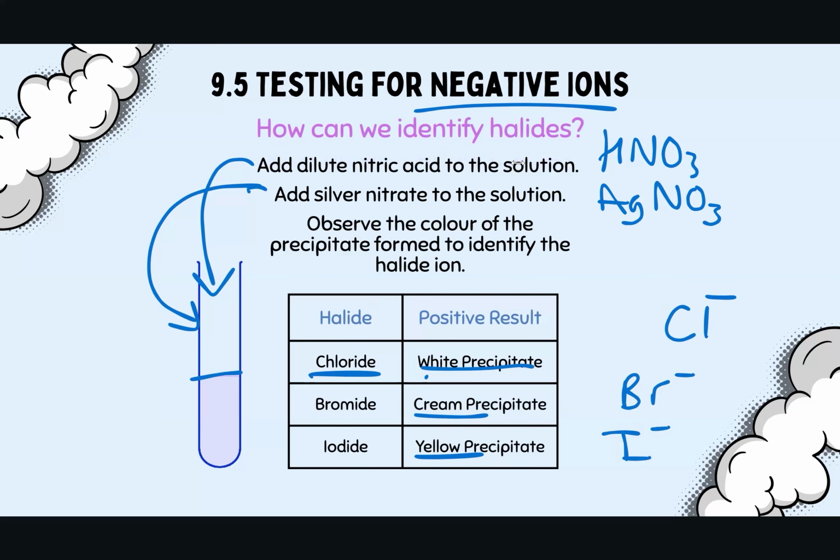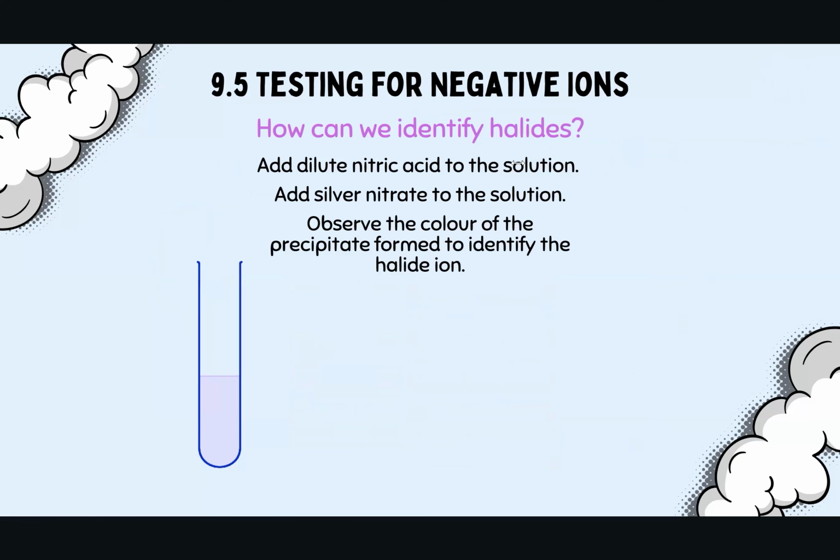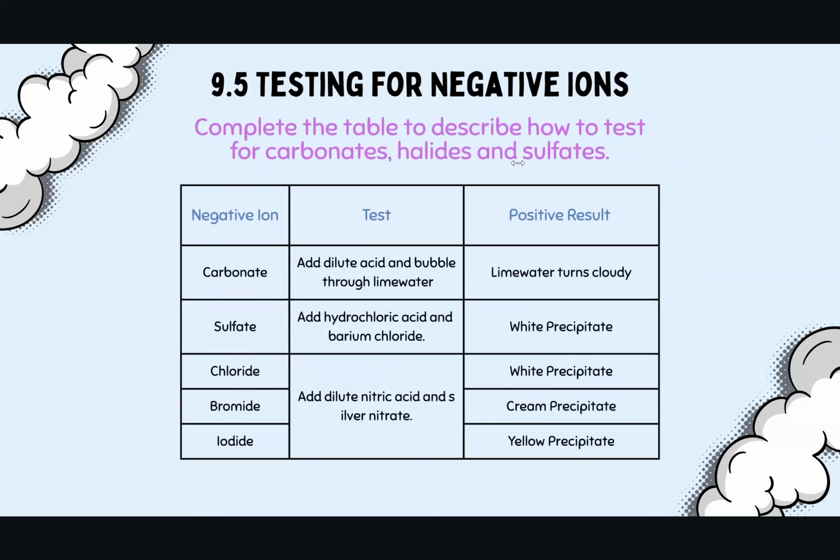So if you now take your two positive ion tests, which were flame tests and adding sodium hydroxide, and then add it to our 3 tests for carbonates, CO3 2 minus, our test for sulfates, SO4 2 minus, and then this test to identify group 7 halides, we can identify overall substances.